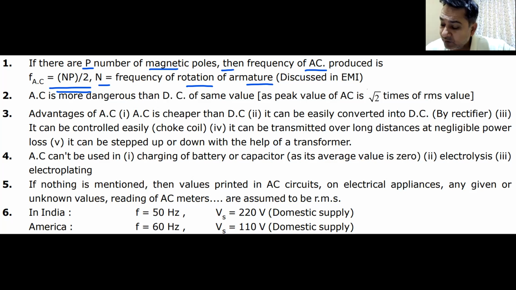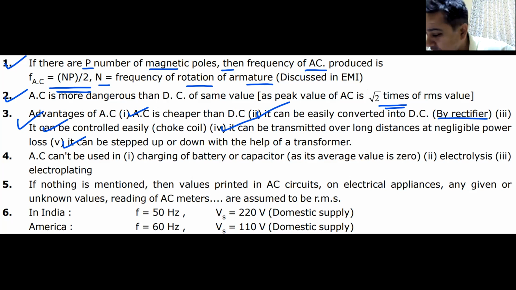You'll note down point number 1. AC is more dangerous than DC because the peak value is root 2 times. Do we understand this? Yes, sir. Advantages of AC over DC. All these are theoretical concepts. AC is cheaper. A straight away question will come. It can be easily converted into DC by a rectifier. We have seen it in a previous chapter. It can be controlled very easily. It can be transmitted, stepped up or stepped down. You have seen a transformer right in front of your house.